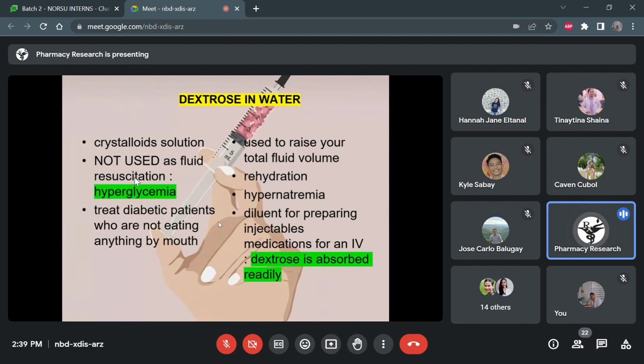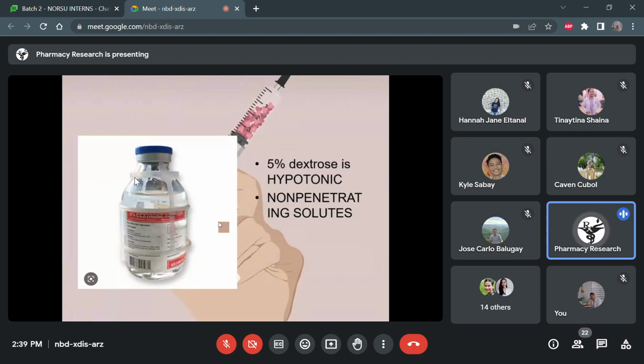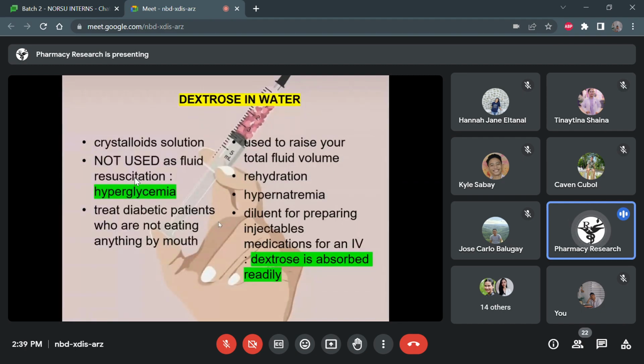And it can be used to raise your total fluid volume, for rehydration, hypernatremia, and as a diluent for prepared injectables, medications for an IV. So, that is what I am explaining: the most important use of dextrose in water is as a vehicle for injectable medications, which are usually incorporated with it, since dextrose is easily absorbed by our body. Since the dextrose is easily absorbed, the medications incorporated with it are also absorbed easily, and then they take effect right away.